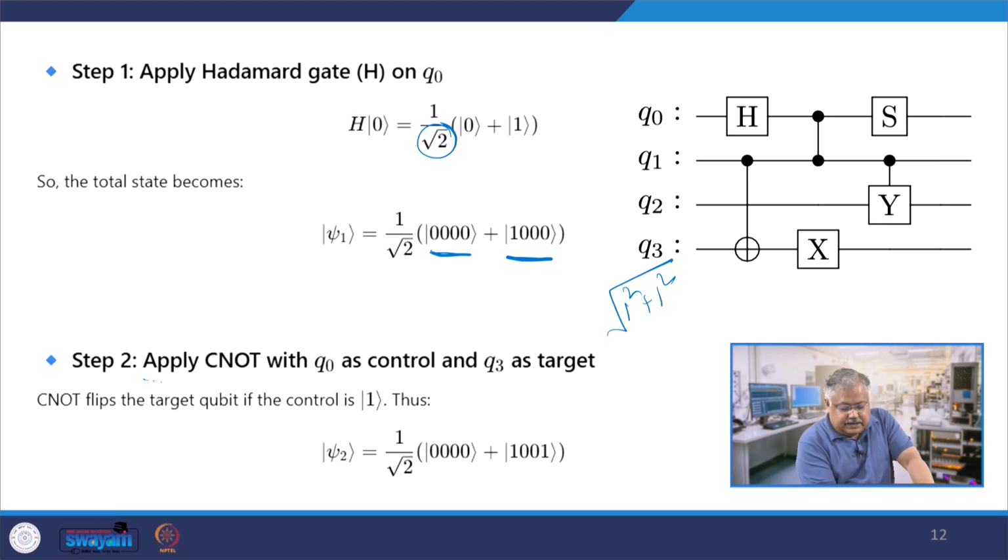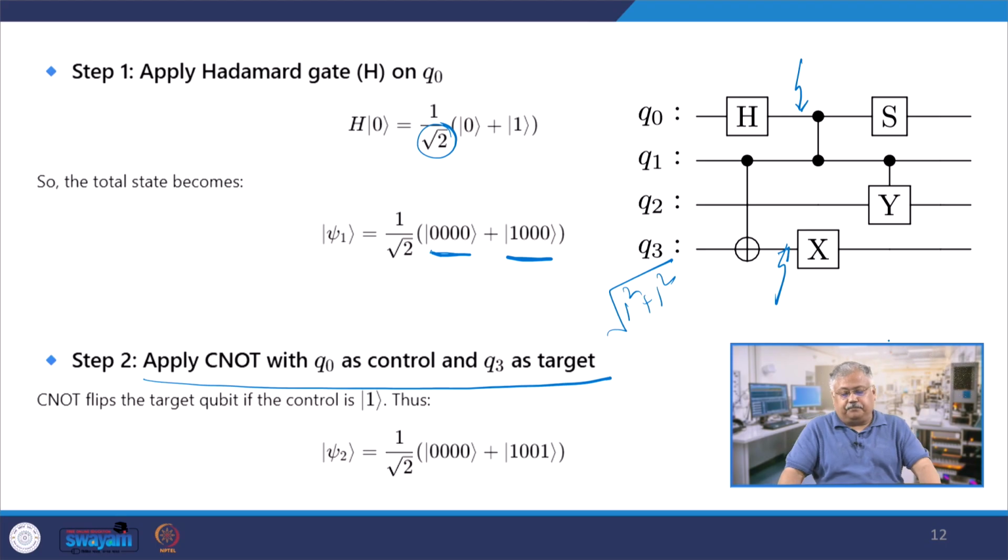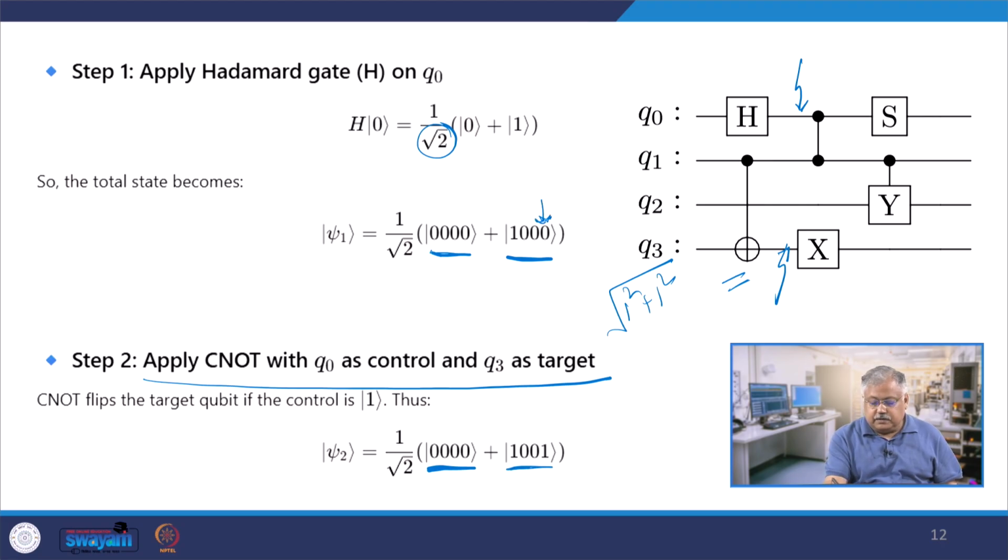So, what we do, we apply CNOT with Q0 as the control and Q3 as the target. So, this is my control and this is my target, right. This is the CNOT gate which you apply, and the CNOT gate flips the target qubit if the control is equal to 1. So, what you do is 1 by root 2, again the initial is 0 0 0, the initial Q0 value. Now, it becomes 1 0 0 1 because there is a flipping of the last qubit, because it sees a 1 and therefore, it flips to 0 0 1 in that sense.